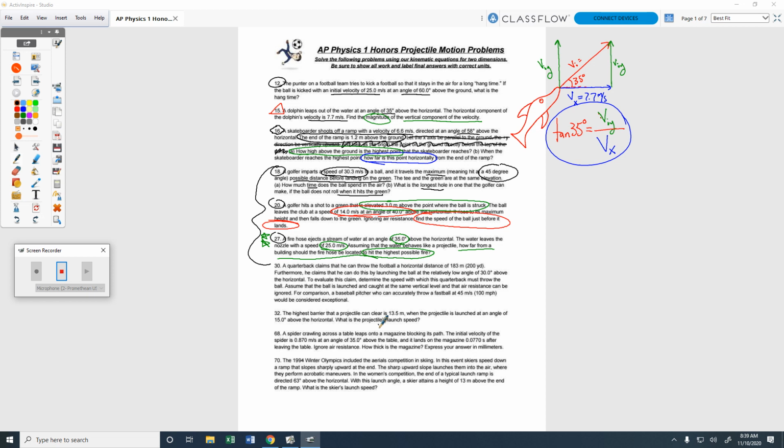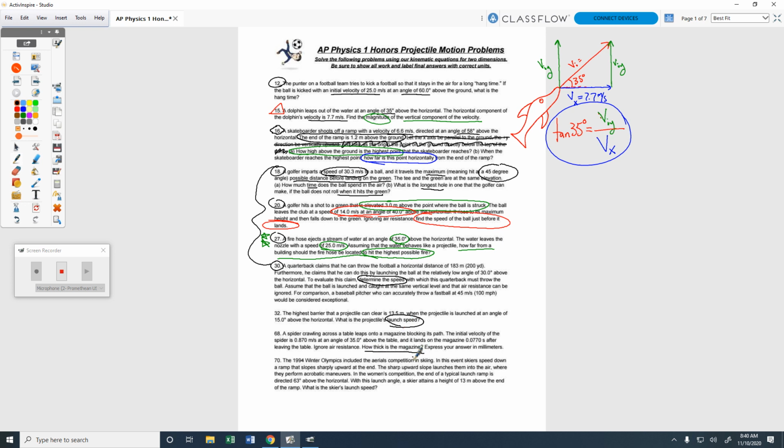As we go into this last group, you'll notice a lot of the problems are asking for a velocity. Number 30 has a quarterback throwing a football, and it's a weird question. They ask you to evaluate this claim and determine the speed with which the quarterback must throw the ball. In 32, they talk about finding the launch speed. In 68, it says how thick is the magazine. So this one's a little different. We're going to try to find a thickness.